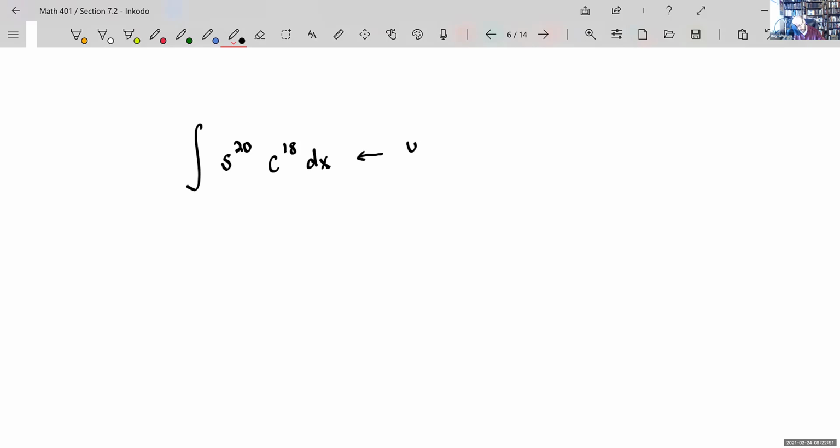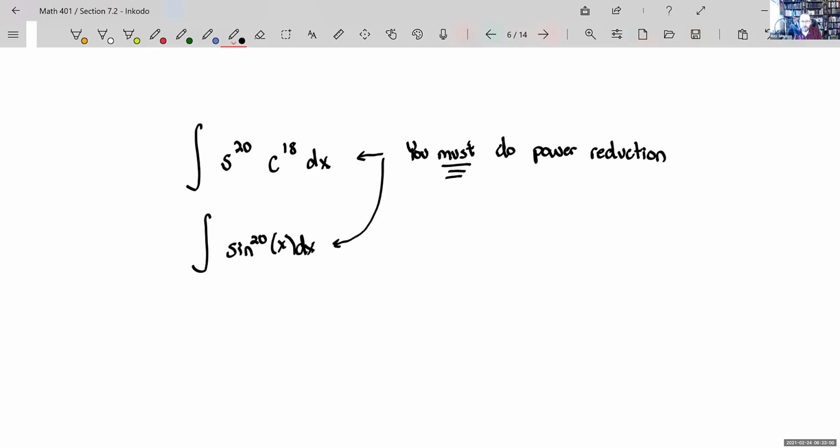Also, let's just say it was sine to the 20th. Same thing. So when you start with even powers on sines and cosines, when you have an integral involving sines or cosines, but everything's even power, you're out of luck. That's the worst case scenario. You have to do power reduction. There's only one small exception, which is when they're the same power. So sine to the 4th of x, cosine to the 4th of x dx.